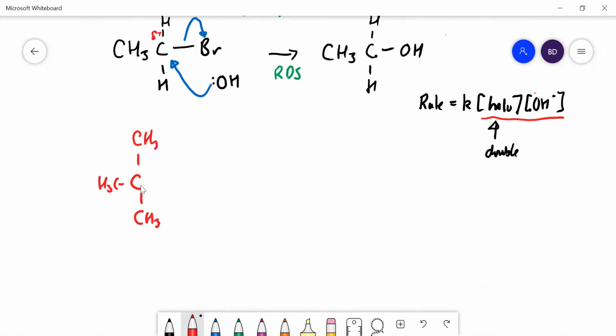Now what happens with the tertiary one, if you remember, let's think about carbocations and the stability of carbocations. You probably remember tertiary carbocations are much more stable than primary carbocations. So what actually happens in this reaction is you don't need any OH minus. The Br will just drop off spontaneously by itself. It has a tendency to do that. And when it does, it's an equilibrium reaction. You form the tertiary carbocation.